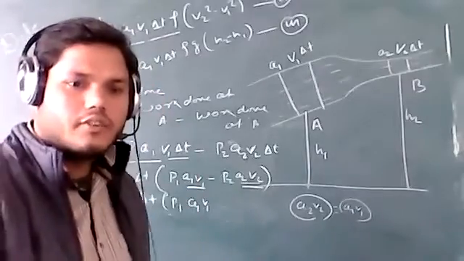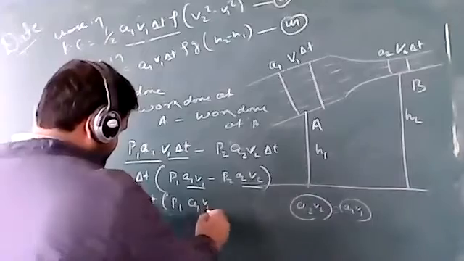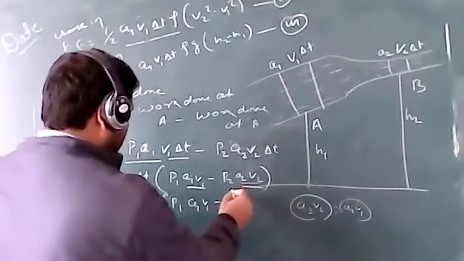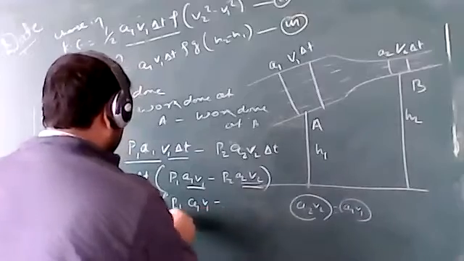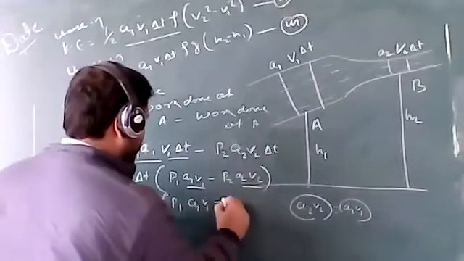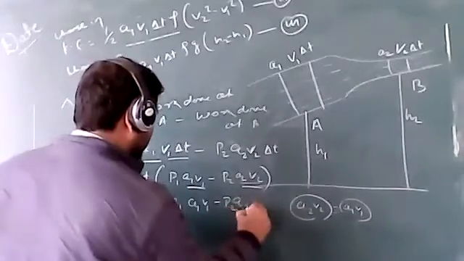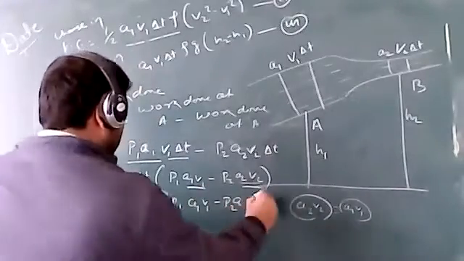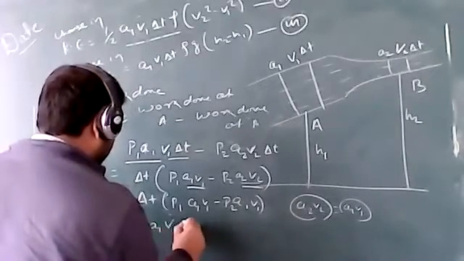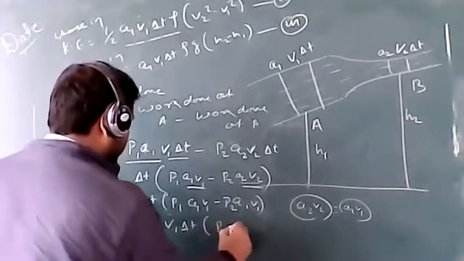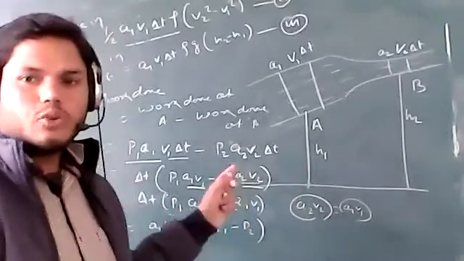Sorry, I have not put the audio button on. So P1 A1 V1 minus P2 A2 V2. In place of A2 V2, we can also put A1 V1. So then A1 V1 delta T, we just take common, P1 minus P2. So up to this, we have proved in the previous class.